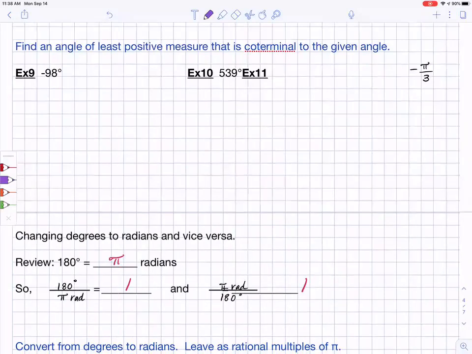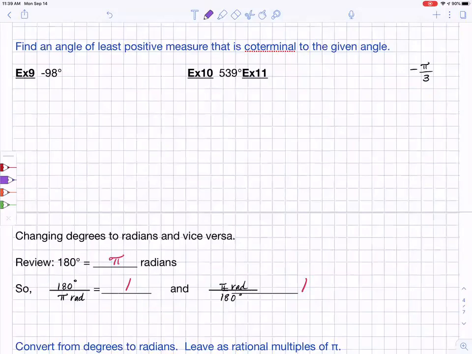Number 9, find the angle of least positive measure that's coterminal to the given angle. Least positive measure, here's the English version of that. Whatever's on your normal unit circle. That's least positive, right? So anything between 0 and 360, or anything between 0 and 2 pi is going to be the least positive measure.